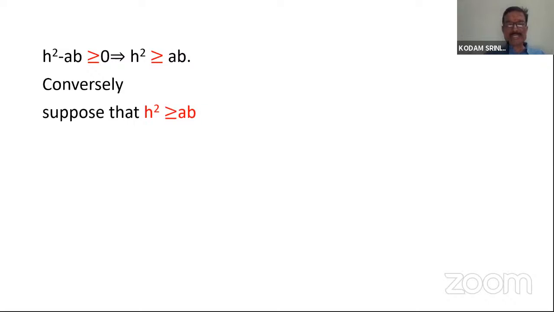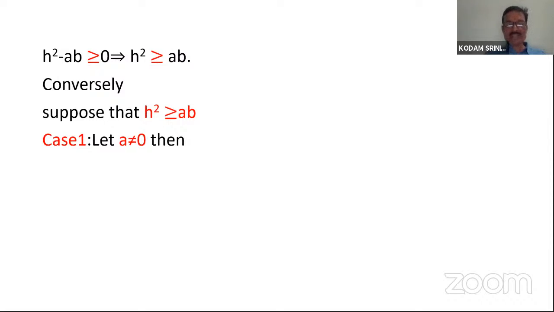Now we have proved that by taking the equation ax square plus 2hxy plus by square equal to 0, which passes through the origin, we get H square greater than or equal to AB. Now conversely, we are taking H square greater than or equal to AB. Now we have to prove that the equation represents a pair of straight lines passing through the origin. Now we are going to take the converse part.